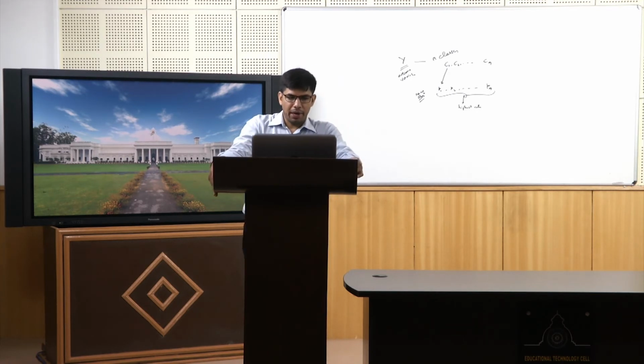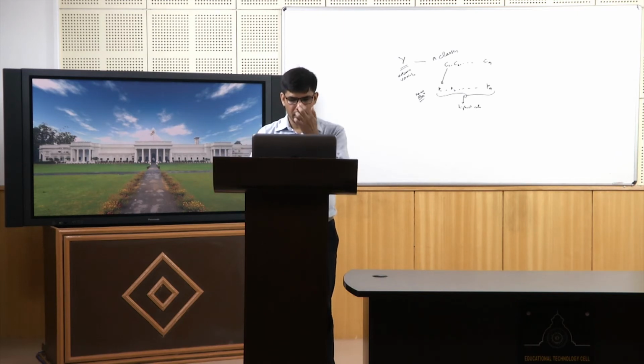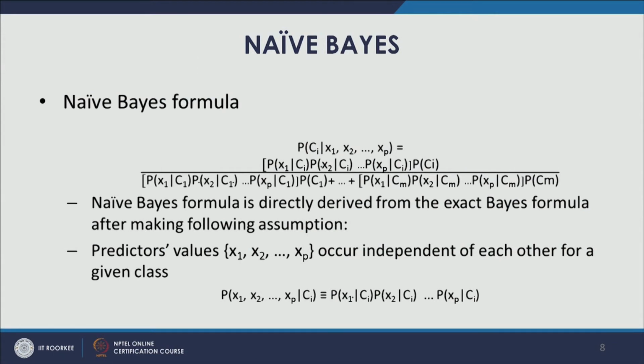So, let us look at the naive Bayes formula. So, this is the formula. We are going to compare how this is different from the complete or exact Bayes formula that we saw in the previous lecture. You can see P(Ci | x1, x2, ..., xp), the probability of an observation belonging to class Ci, given the predictor values x1, x2 up to xp. So, p predictors are there, and for each of the predictors the observation is going to have some value. Given those values, what is the probability of that observation belonging to class i? This can be computed using this particular expression, right.